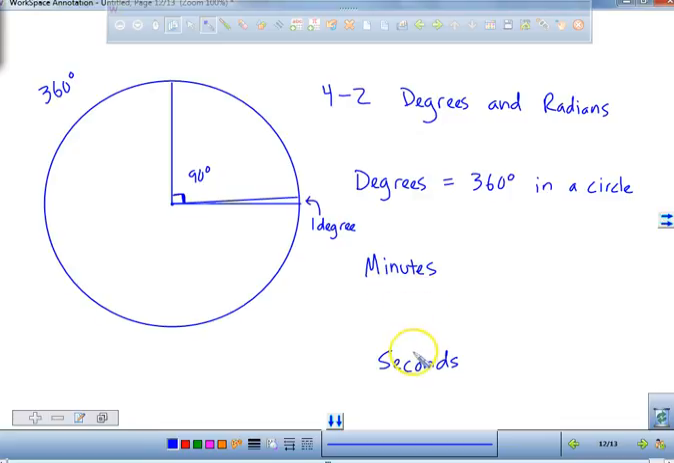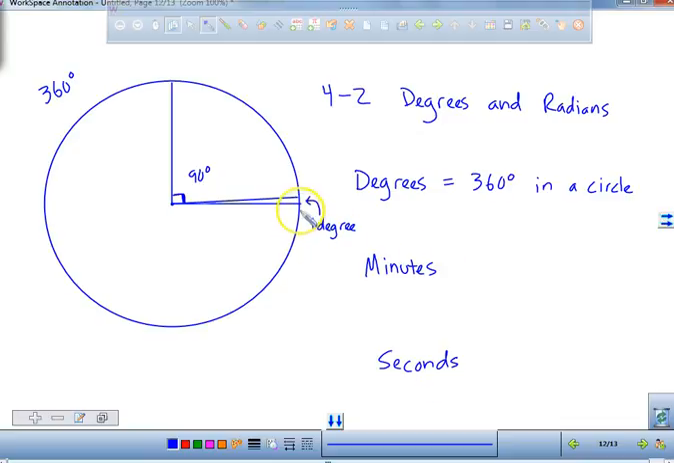Minutes. Seconds. When you typically think of minutes and seconds, you think of a clock, right? Like, how many minutes are in an hour? 60, right? How many seconds are in a minute? 60. So use that concept. Stuff that you already know.